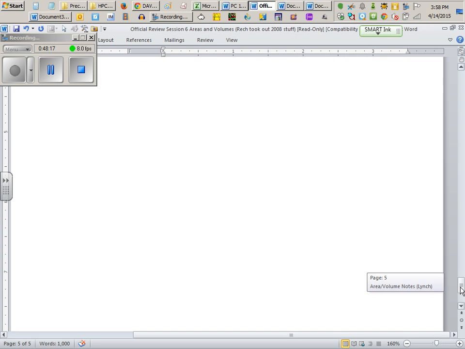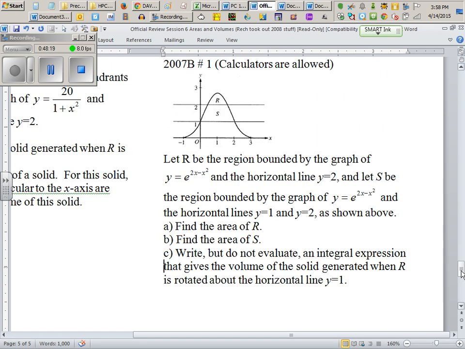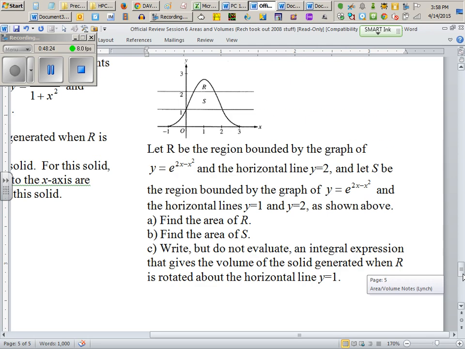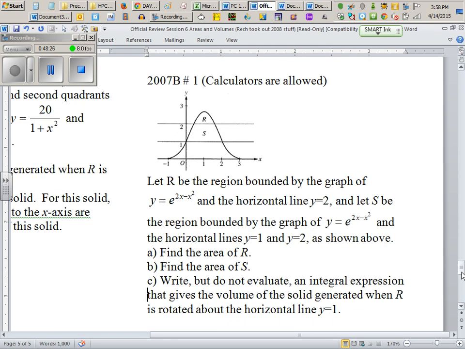If we're going to do one more together today, this might be it. It's a calculator problem. There's no boundaries of integration given, except maybe it's -1 to 3 or something. Why don't you guys go ahead and see if you can figure out part A. It's kind of a tough one.